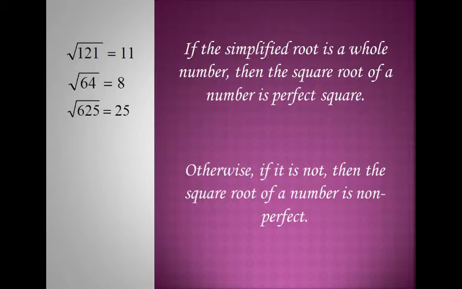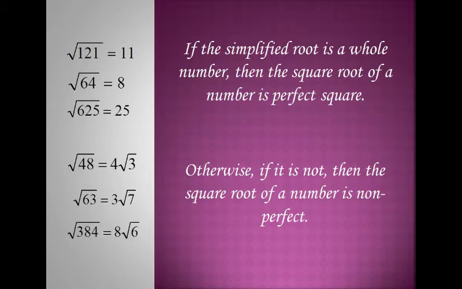Otherwise, if it is not, then the square root of a number is non-perfect. For example, the square root of 48 is equal to 4 square root of 3. The square root of 63 is equal to 3 square root of 7. And the square root of 384 is equal to 8 square root of 6.